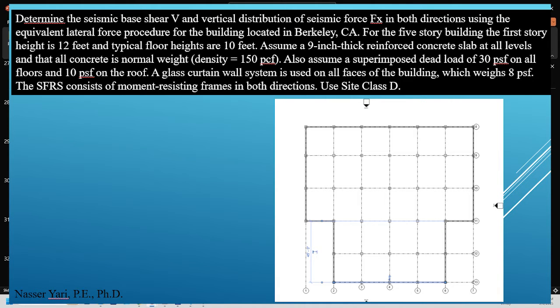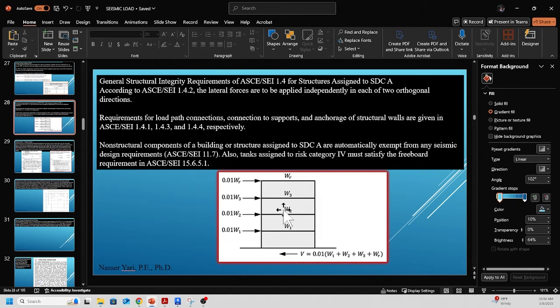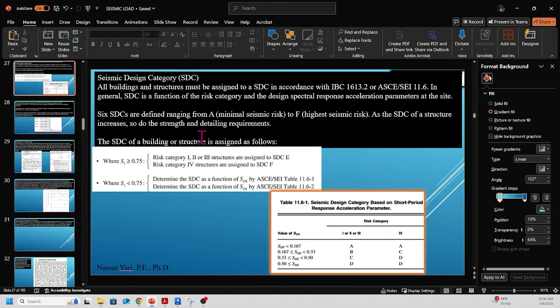we basically want to go to ASCE 7-22 and look at these two areas: seismic base shear and vertical distribution of the seismic force. We calculate the force for each floor, and then we have our design load for earthquake. One of the first things we have to do is right here: find out the seismic design category. There are about 6 of them, and based on this table we're going to find out which category this area falls into.